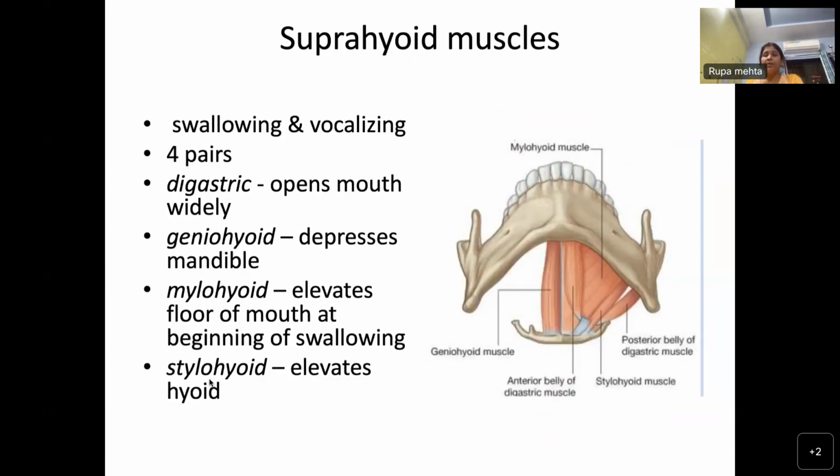Now, the suprahyoid muscles, that is the muscles which attach the hyoid bone to the mandible. We divide them into suprahyoid and infrahyoid. There are 4 suprahyoid muscles, and they help in swallowing and vocalizing. Hyoid is a peculiar bone in that it is not connected to any other bone in the body; it is suspended by muscles and ligaments. So, that is how we divide the muscles into suprahyoid and infrahyoid. The 4 suprahyoid muscles are digastric, geniohyoid, mylohyoid, and stylohyoid.